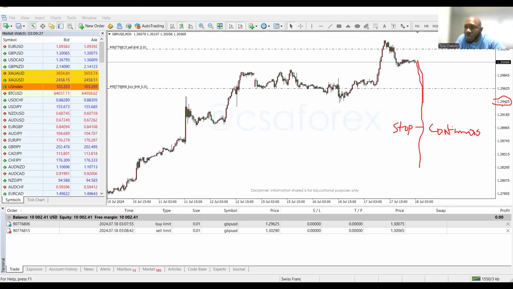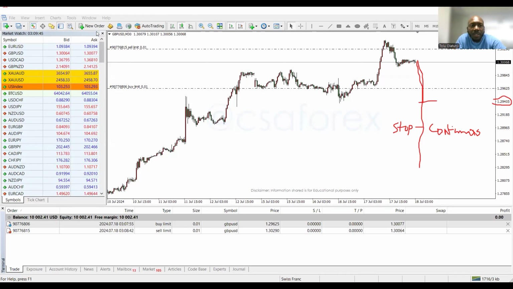of 1.29405, it will pick up our pending order. So pending order basically is following the concept of price is waiting somewhere to be triggered. That means that once you set it here or wherever, there's no profit, there's no loss until it gets triggered.